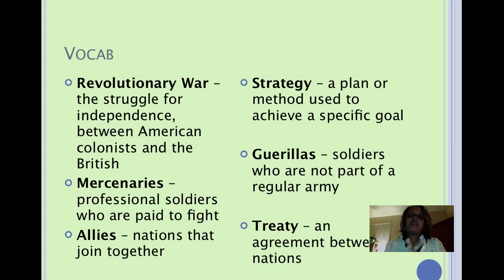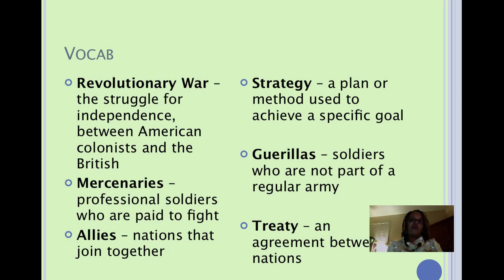So here's a few vocab words. I'm not going to go over these in great length, but I want you to see them. Revolutionary War was the struggle for independence between Britain and the colonists. Mercenaries are professional soldiers who are paid to fight. So they are not just fighting for their country, and all soldiers are paid for the most part. Like our American soldiers receive some compensation, British soldiers were paid, but mercenaries are people that don't have any stake in the war itself. Their groups are not part of the war, but like we'll talk about soldiers in Russia that helped fight with the British. They weren't part of the war, but they were paid to join the war to help the British.